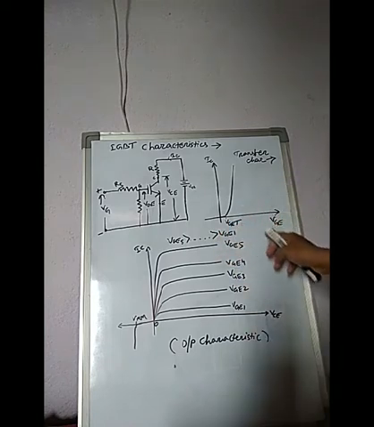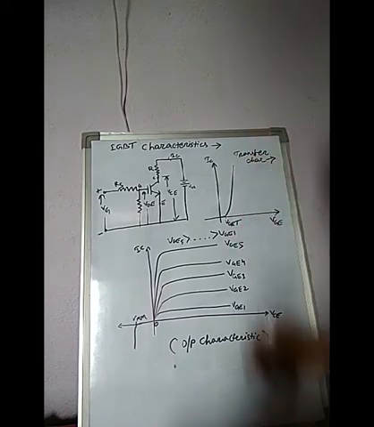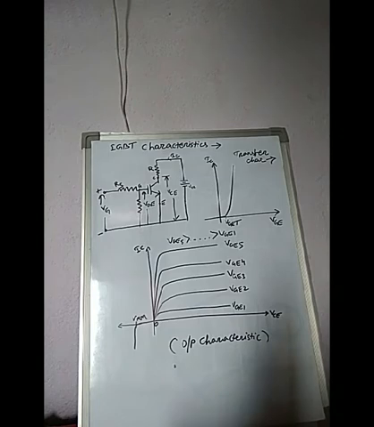But when this VG value is beyond this VGT level, then the device is in on state. Okay, so when the device is in off state, particularly junction J2 blocks the forward voltage.